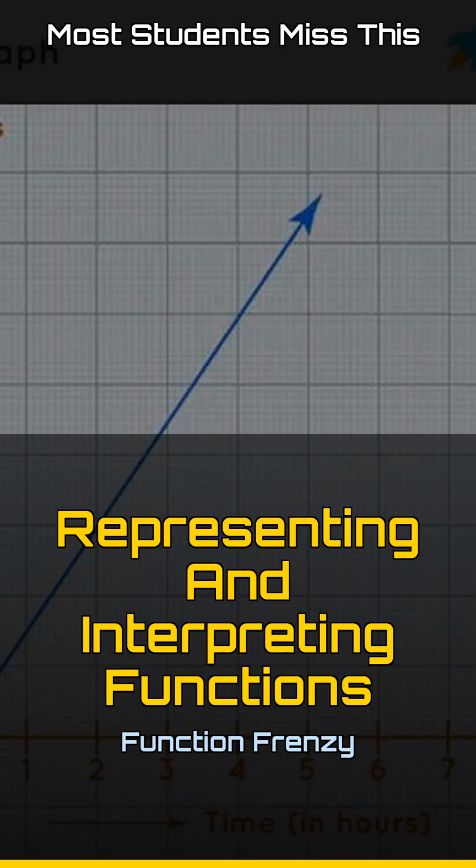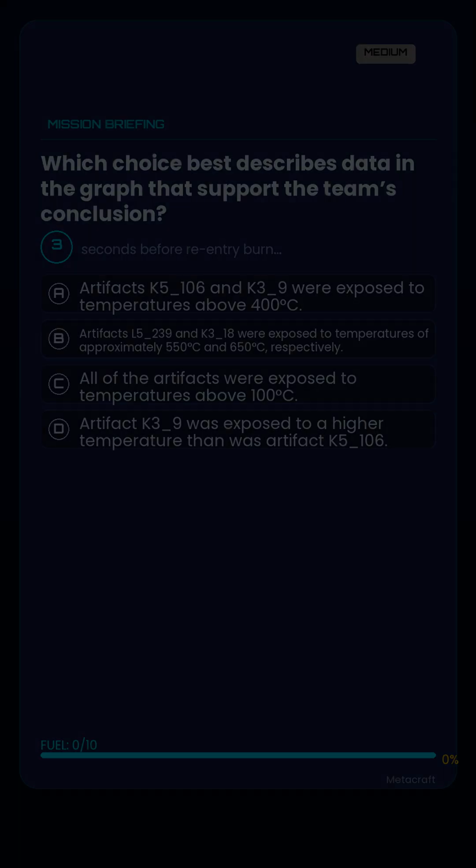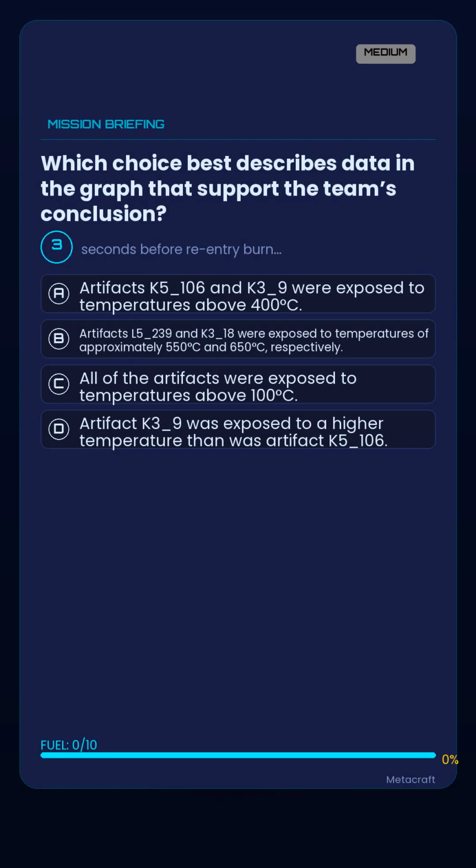10 SAT questions on representing and interpreting functions. Think you can ace them all. Which choice best describes data in the graph that support the team's conclusion?